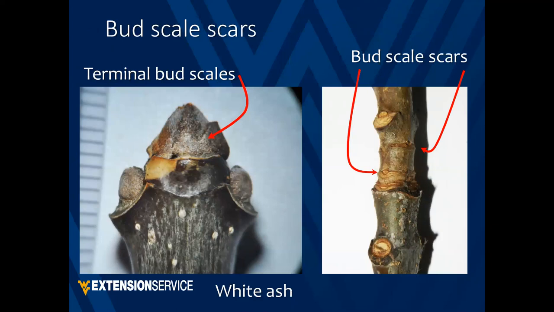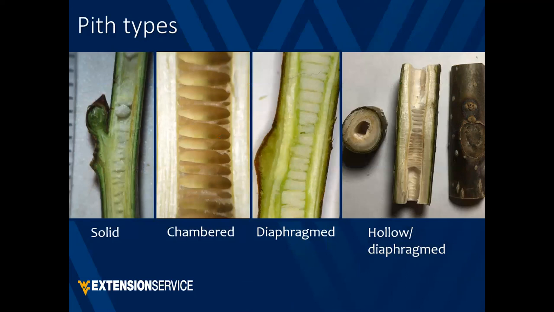Finally, sometimes you'll be asked about pith types in these keys. Well, there's a number of different types. There's a solid pith type, like over on the right, chambered pith, where you have these little diaphragms or walls with air in between. Then you have diaphragmed pith, where you have the wall. If you look closely, you can see some solid portions in that little yellow poplar there, but between the diaphragms or the walls is not air like over on the left, but it's solid, okay?